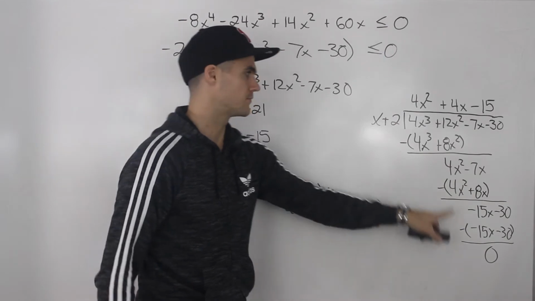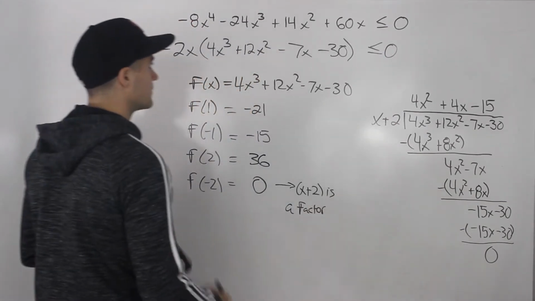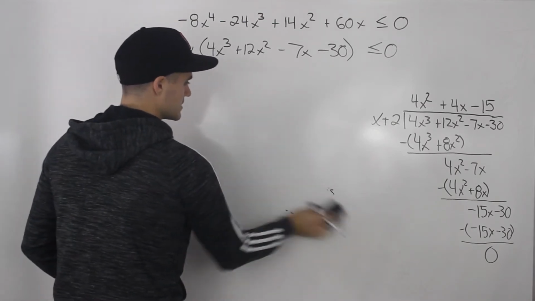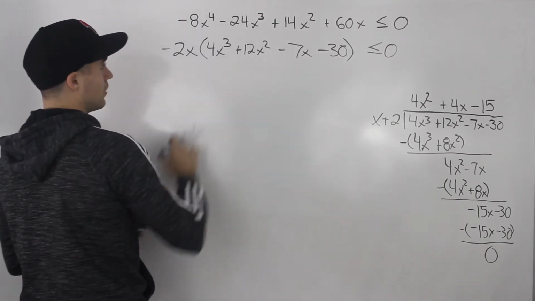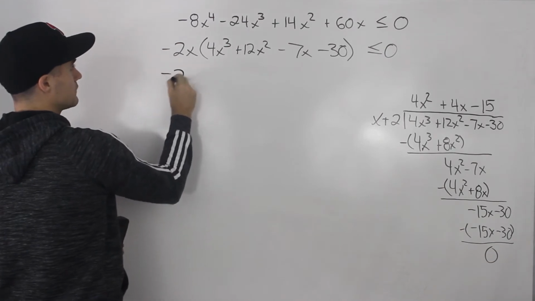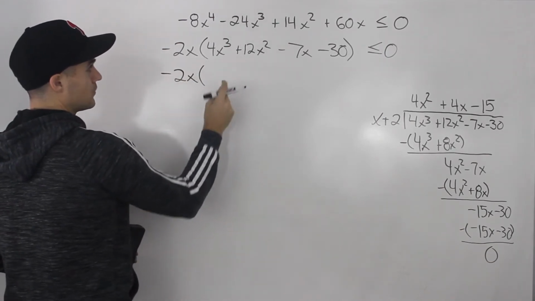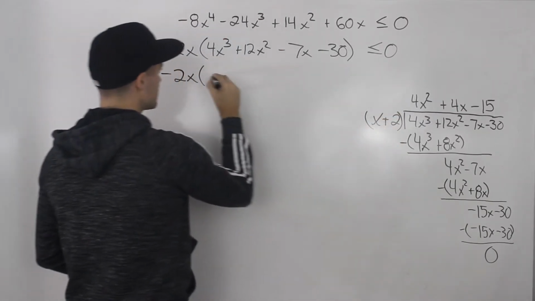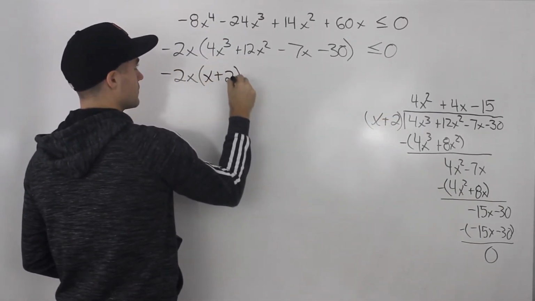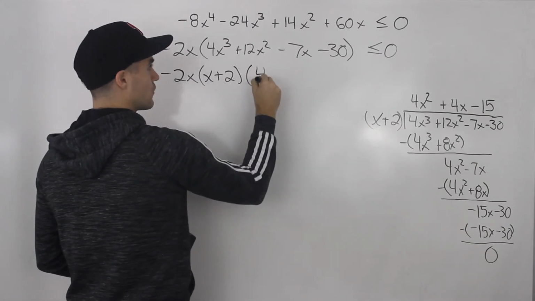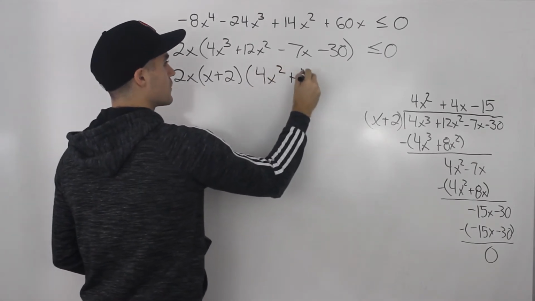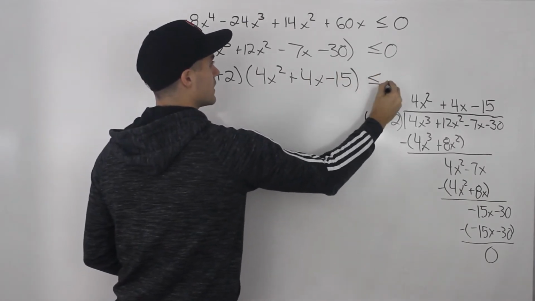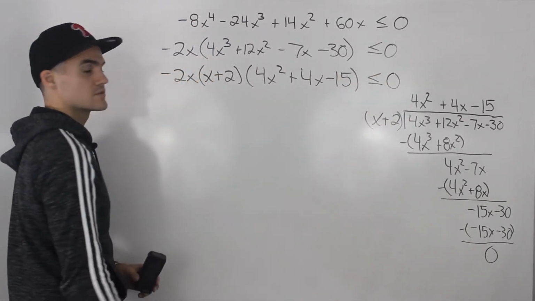Remainder should be 0, right? Because x plus 2 is a factor. So let's erase all this here, and then let's continue on with our polynomial inequality. So we'd have negative 2x, and now we took this polynomial, split it up into this divisor, x plus 2, and then that quotient, 4x squared plus 4x minus 15. And we're still finding when it is less than or equal to 0.